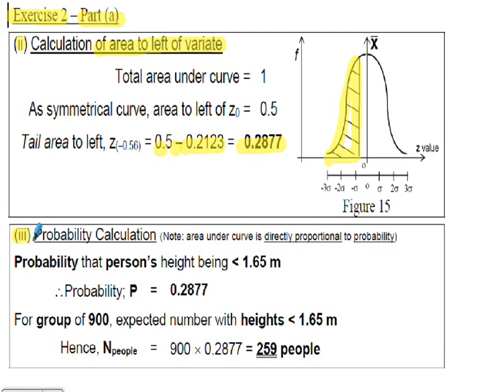So step 3 is the probability calculation. We now need to calculate the number of people in our batch of 900 that will have heights less than 1.65 meters. We know from step 2 the probability is 0.2877. Multiplying the 900, the number of people in our batch, by the probability gives us 259 people. So assuming our data follows the normal distribution, of the 900 people in this sample, 259 would be expected to have heights of less than 1.65 meters.